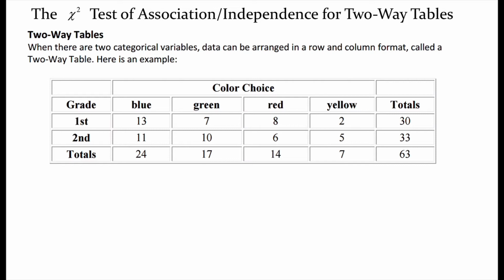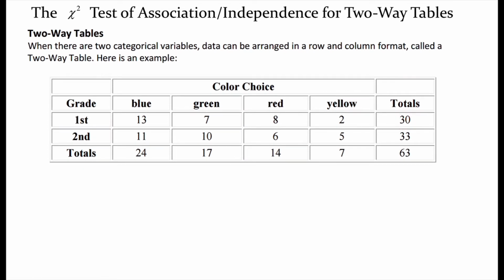Okay? So these are all of the observed, right? There were 30 first graders: 13 of them liked blue, 7 liked green, 8 red, 2 yellow. And then there were 33 second graders: 11 liked blue, 10 liked green, 6 liked red, 5 liked yellow. Okay, and then there's totals, right? If there aren't totals, we can create the totals. Sometimes these totals won't be there, so you might need to create those on your own, but they're not that bad.